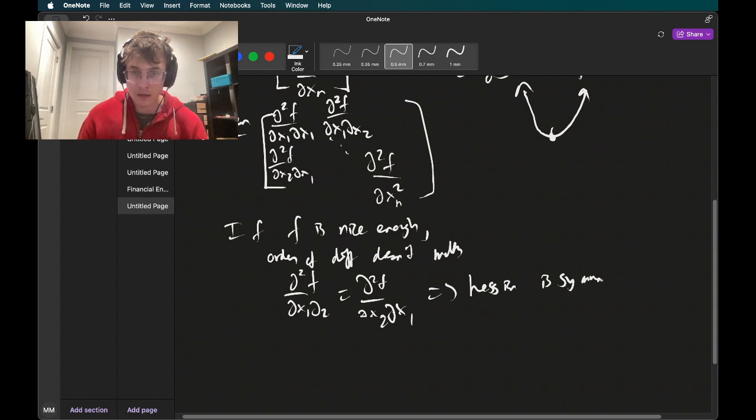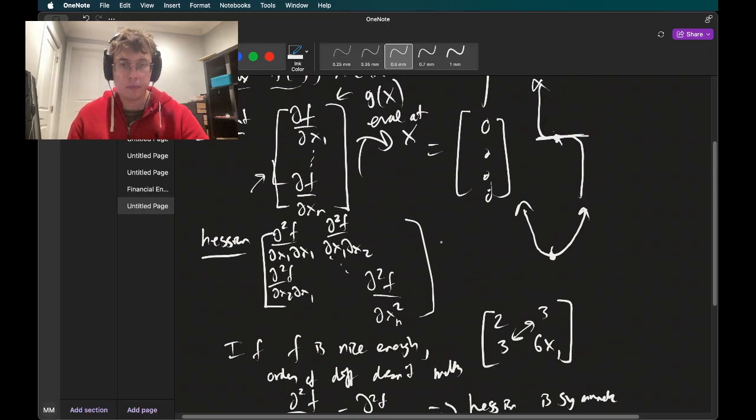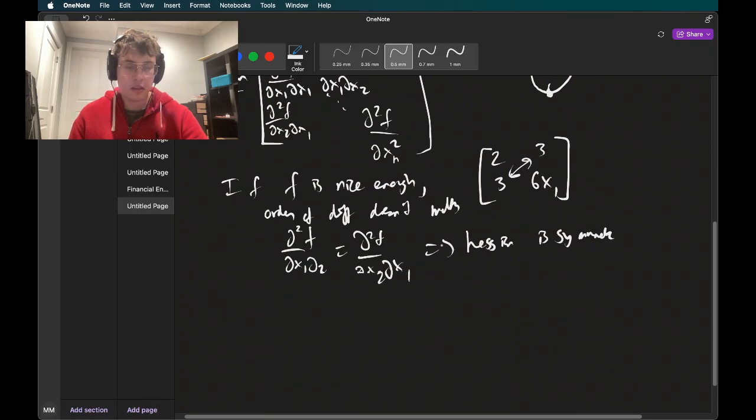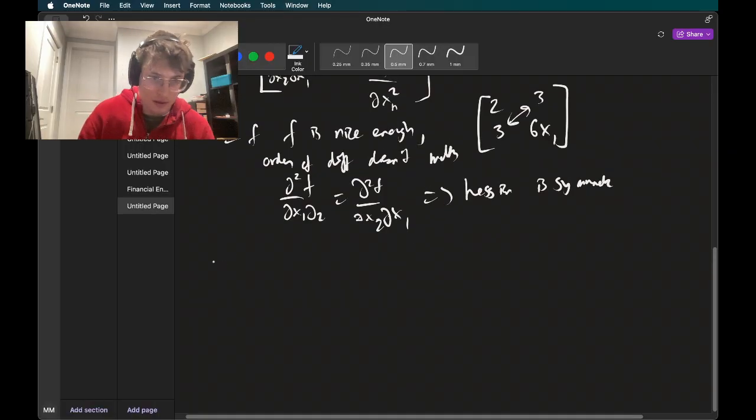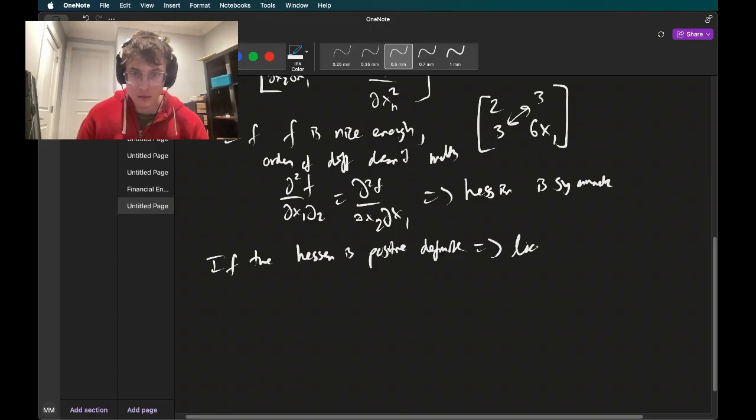So for example, the example given was like this, 2, 3, 3, 6, and so on. You can see these two are the same value. If the Hessian is positive definite, and the gradient is 0, then this means it's a local minimum.